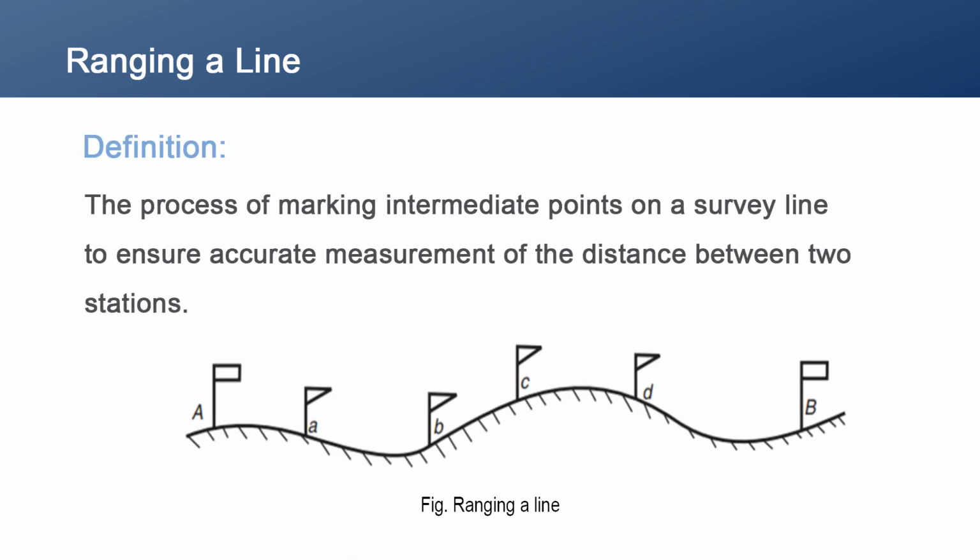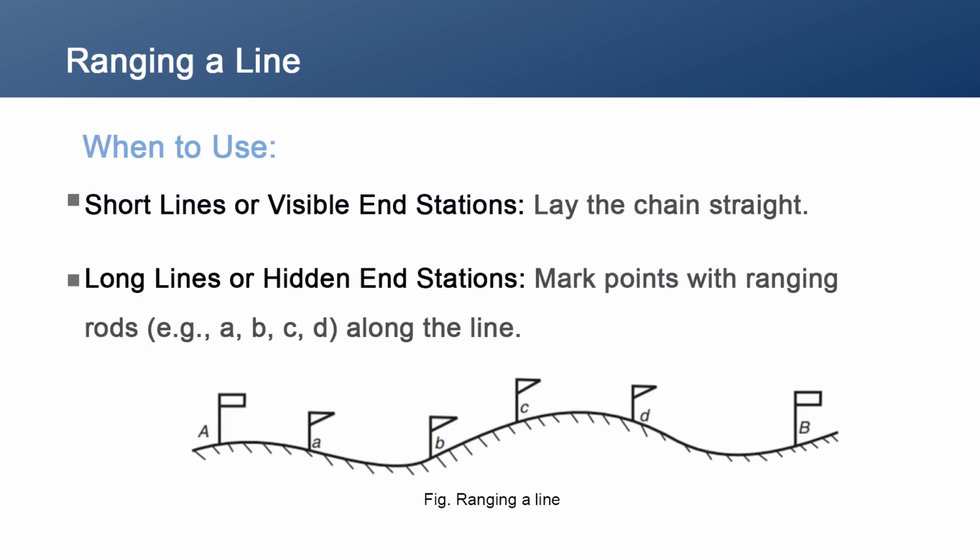Let us now understand the process of ranging a line. Ranging a line is all about marking intermediate points on a survey line between two stations so that you can measure the distance accurately. If the line is short and you can see the end station clearly, you can just lay the chain straight. But if the line is long or the end station is hidden because of hilly terrain, you need to mark several points with ranging rods like A, B, C, D, etc. along the line before you start measuring the distance between the points A and B.